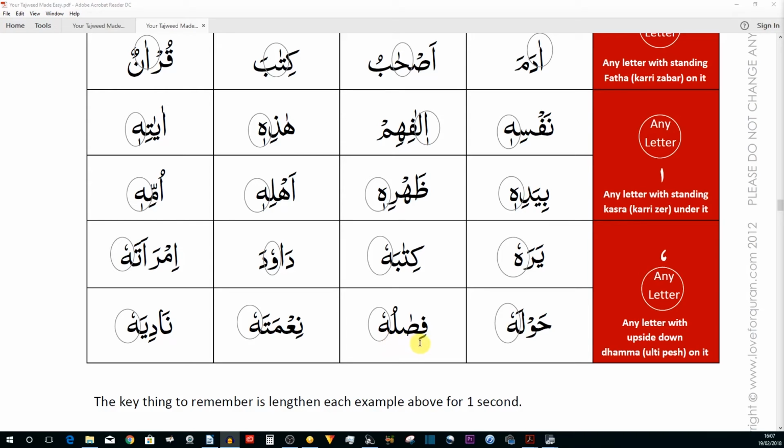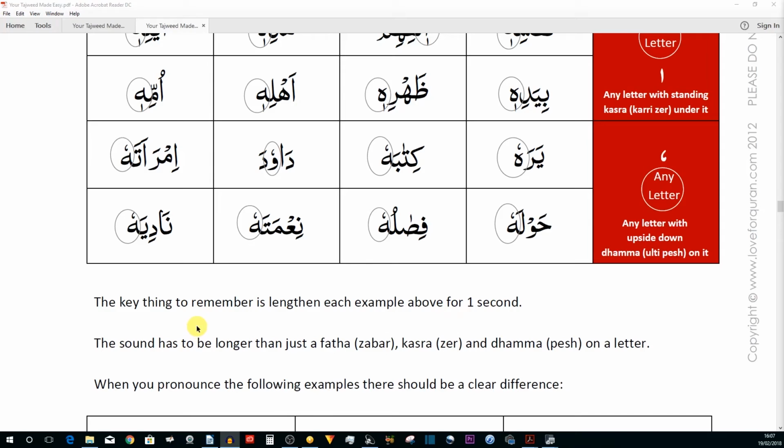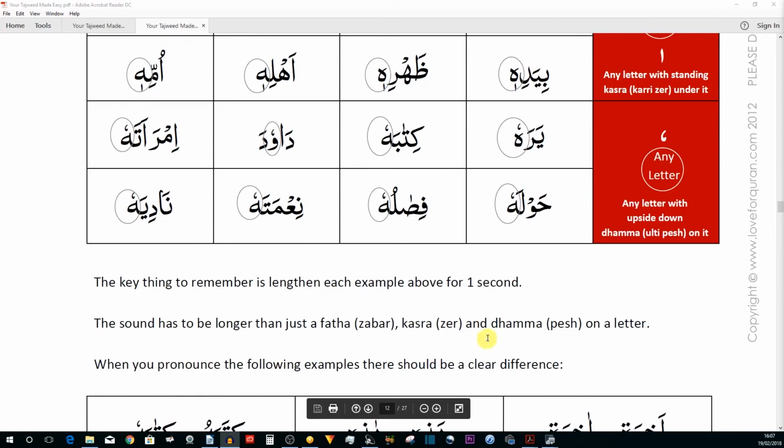Fisaluhu. Fisaluhu. Next, ni'matahu. Ni'matahu. And nadiyahu. Nadiyahu. So the key thing to remember is lengthen each example above for 1 second or 2 beats. The sound has to be longer than just a fatha, zabar, kasra, zir, and dhamma pesh on a letter.